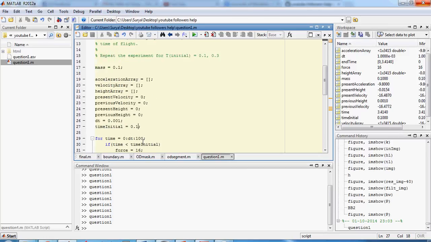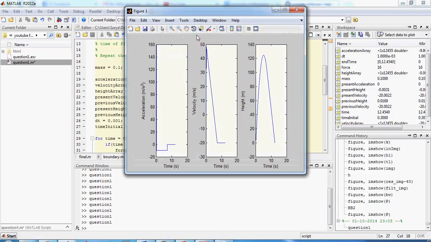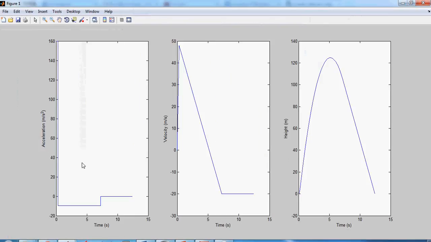Now, let us take T initial equal to 0.3. The acceleration is 160 until time 0.3 seconds. And then it drops to minus 9.8, which is the gravity force. And after some time, when the velocity reaches minus 20, the velocity remains minus 20 because the parachute opens, and the acceleration goes to zero. And this is how the height plot looks.